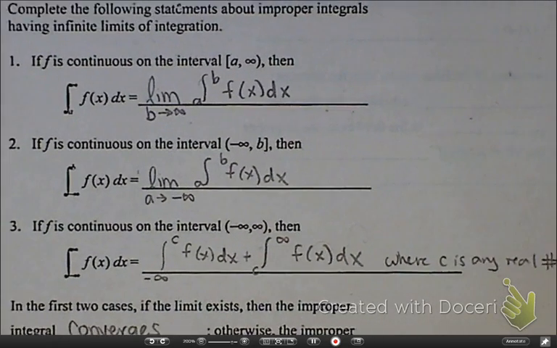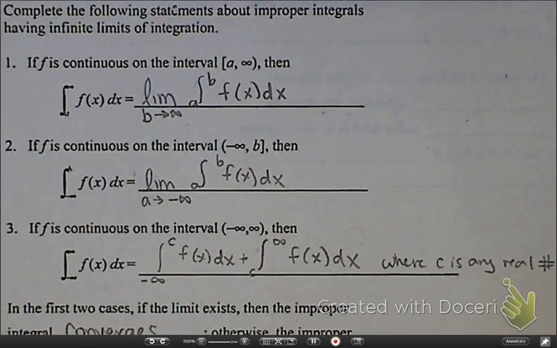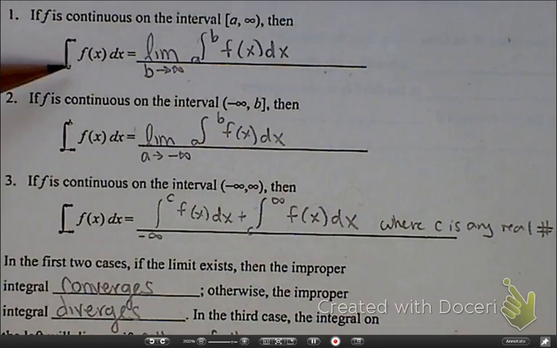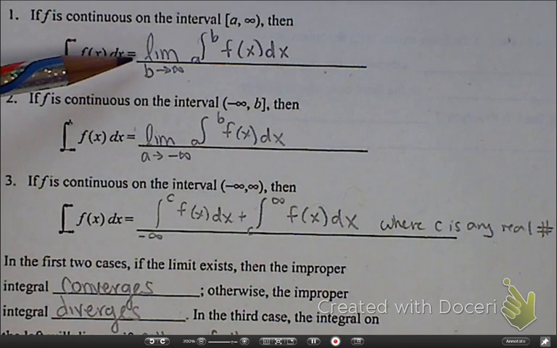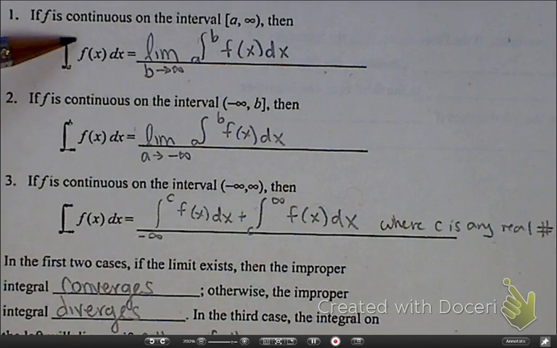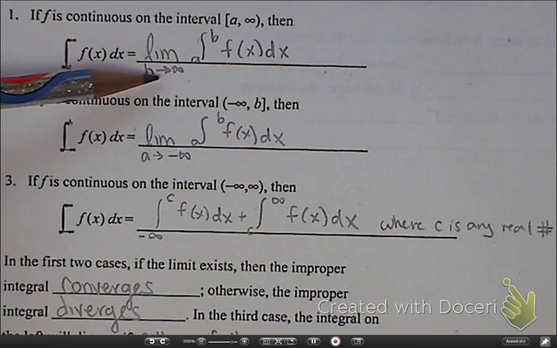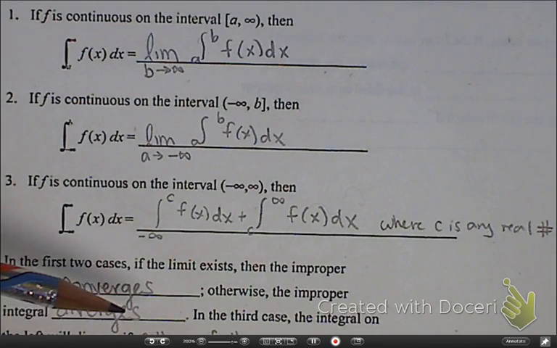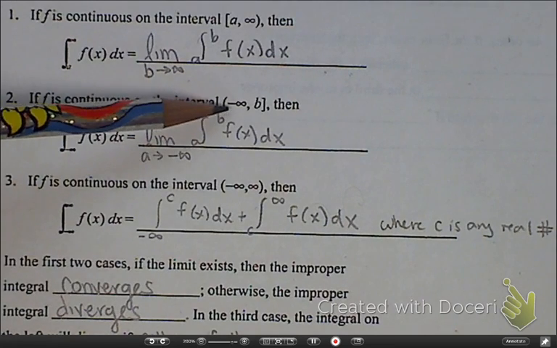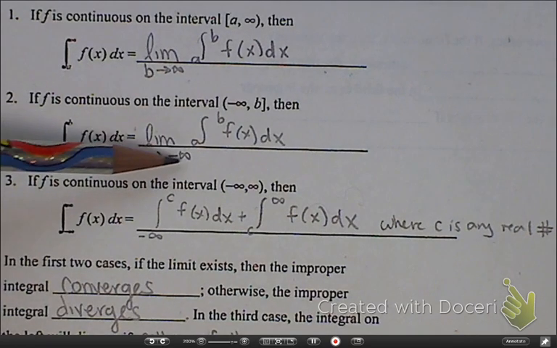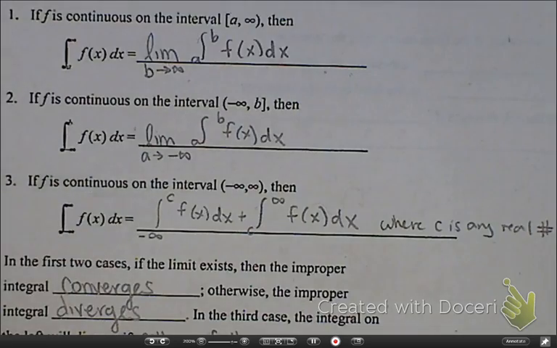For this piece, it says complete the following statements about improper integrals having infinite limits of integration. For the first one, it's kind of hard to read on your paper, but this says from a to infinity. So the integral from a to infinity of f of x dx equals the limit as b goes to infinity of the integral from a to b. Essentially you're just replacing that infinity with a b and taking the limit of the integral. So the limit as b approaches infinity from a to b of the function f of x dx. Vice versa, if the bottom is negative infinity, we can replace that with an a and say the limit as a goes to negative infinity from a to b of f of x dx.